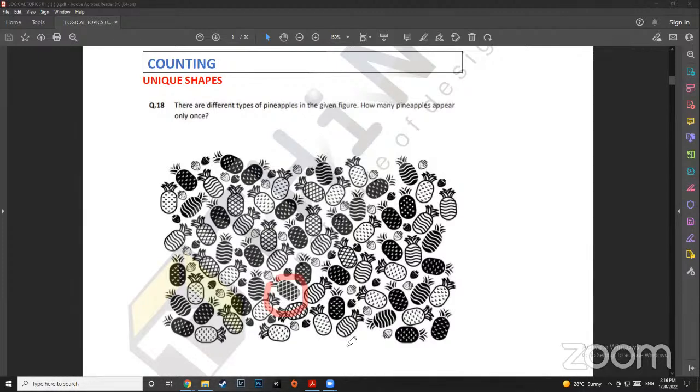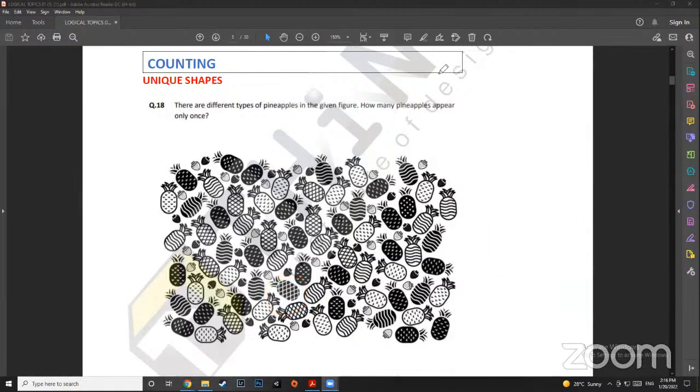Let me see if I can quickly find it. Okay, I'm not able to find it, but I know the answer is 2. There are 2 unique shapes which are not repeating more than once. So again, the answer is coming as a numerical answer, isn't it? So this is counting, where you have to count the number of shapes.